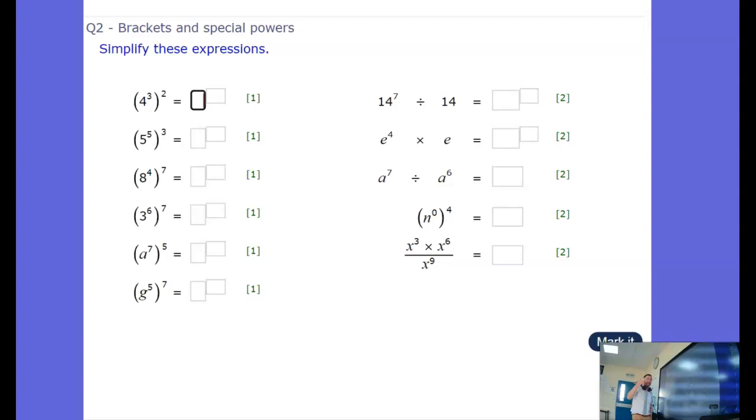Now when you raise a power to a power, we're going to multiply the two powers. We're going to multiply. So 3 times 2 is 6. This results in 4 to the power of 6. All of those are dead easy.